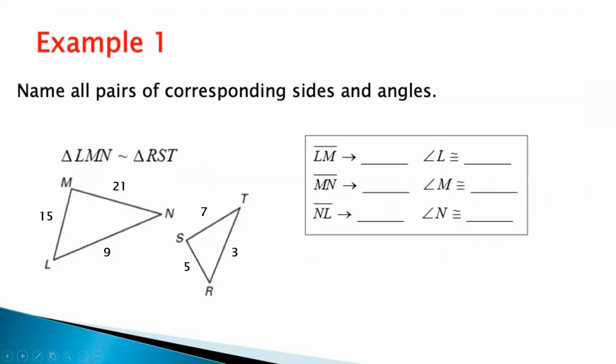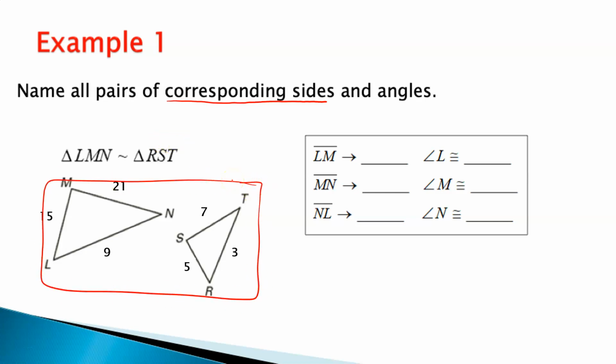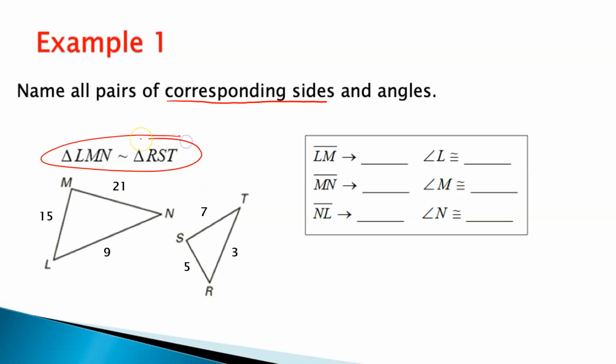So example number 1, it says name all pairs of corresponding sides and angles. So let's start off with just naming all of the corresponding sides. Just which sides are matching up to which sides. So I don't even really have to look at the figures themselves, right? And they are all a little bit jumbled up, kind of reversed, flipped around. So I do want to rely on this similarity statement right here to tell me what side actually is matching up to which other side.